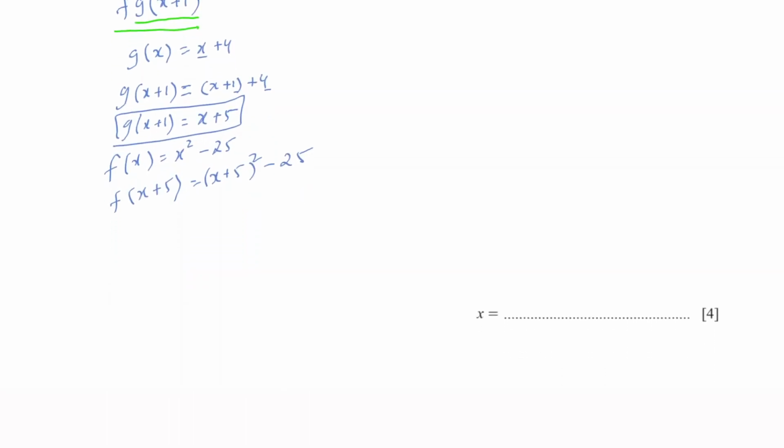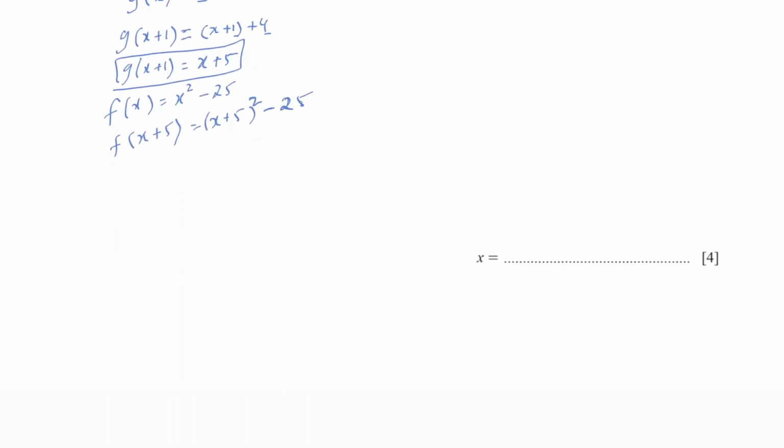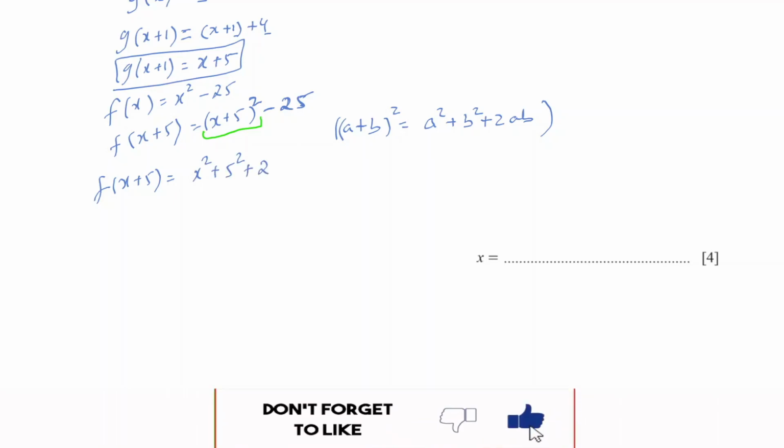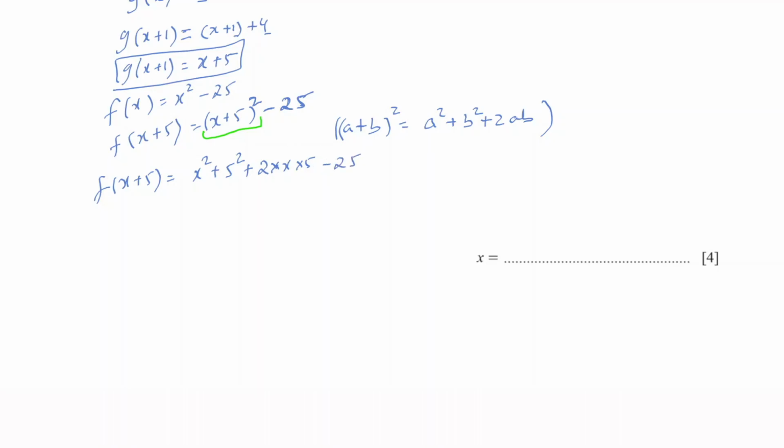I hope you understand this. Now this is a plus b whole square, because it's x plus 5. That gives you a square plus b square plus 2 into a into b. This formula you have to remember actually. So f of x plus 5 will be equal to x square plus 5 square plus 2 into x into 5, and minus 25 I have to write there.